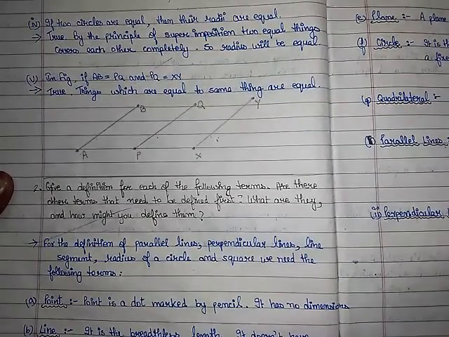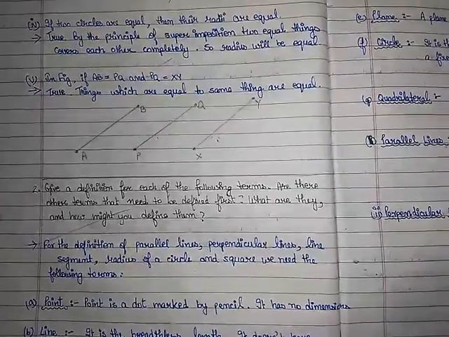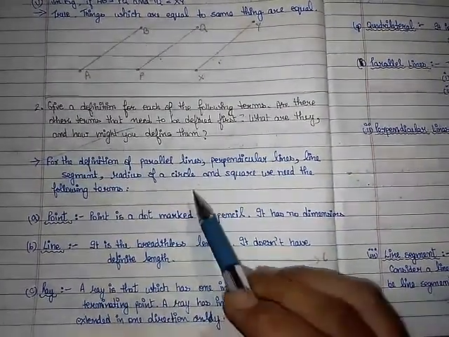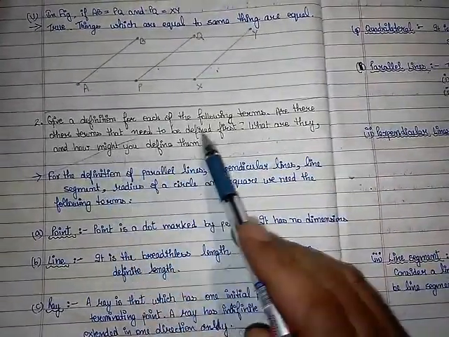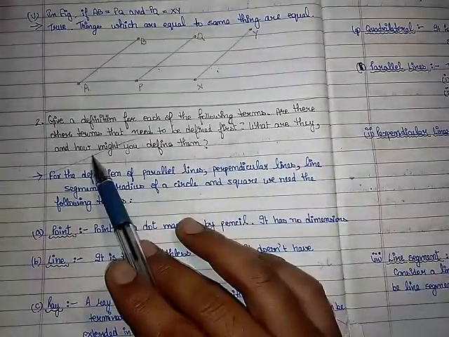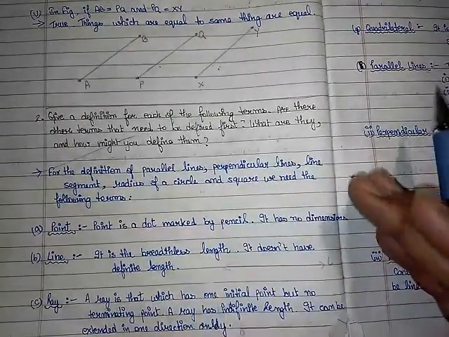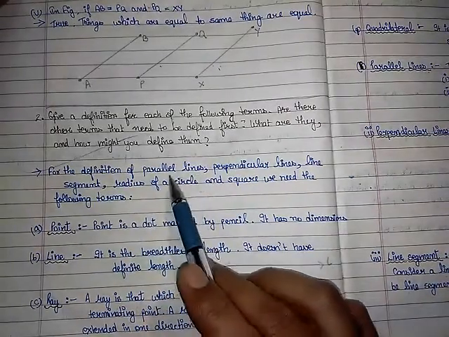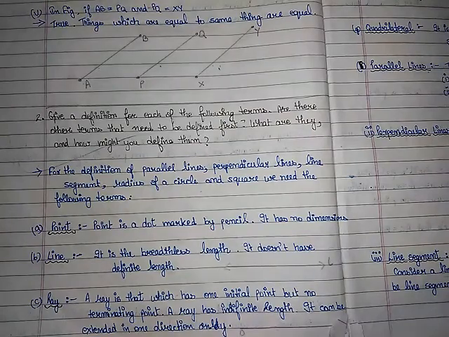Then come to the next one. Now let's start with question number 2. Give a definition for each of the following terms. Are there other terms that need to be defined first? What are they and how might you define them? So we have to give the definitions of some terms given in the question, like parallel lines, perpendicular lines, line segment, radius of a circle and square.